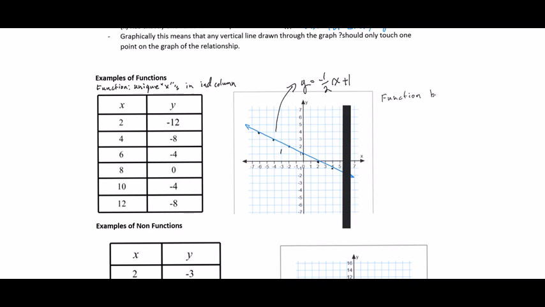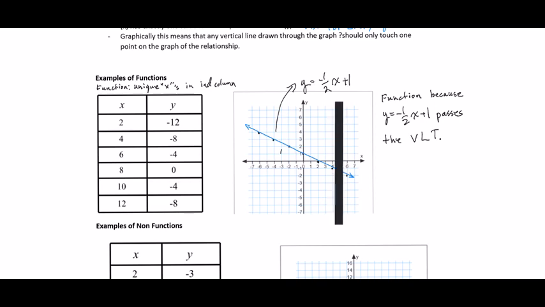This is a function because y equals -2x plus 1 passes the vertical line test. So we automatically assume it's a function, because as I move this ruler across the graph, it touches the graph at exactly one point all the way across. Just to clarify, VLT is the vertical line test as I've indicated below.